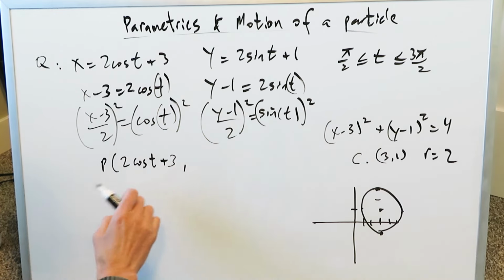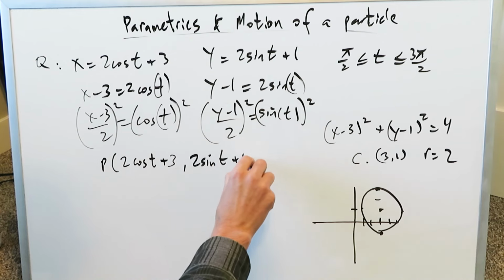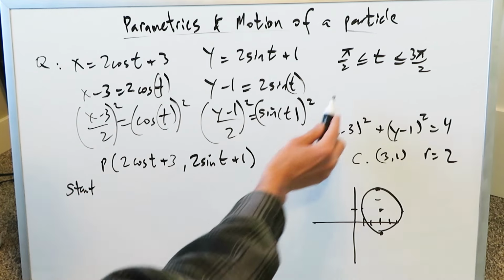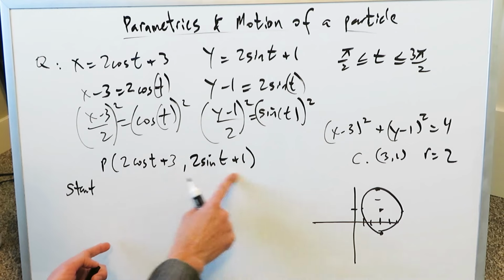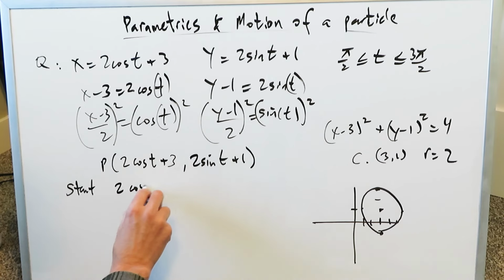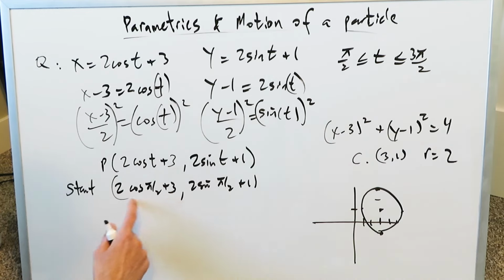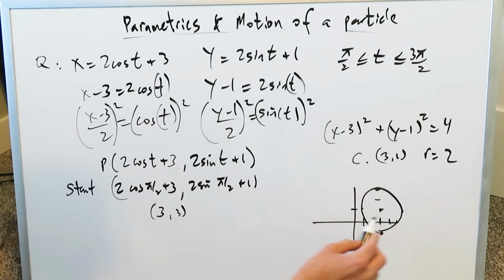Any point on this circle can be defined in terms of an x value and a y value, which I'm putting down for you right here. Now the start point over here is exactly what you see right here, pi over 2. When we put pi over 2 in this right here, we get 2 cosine pi over 2 plus 3 comma 2 sine pi over 2 plus 1. When you do this computation, you're getting a 3. But when you're doing this computation, you're getting a 3. So that tells you this 3 comma 3 represents your very first point, your first point in terms of movement.